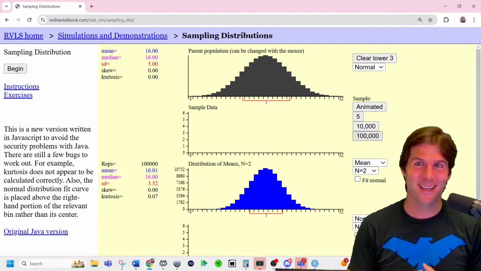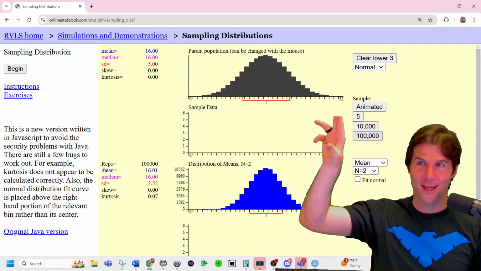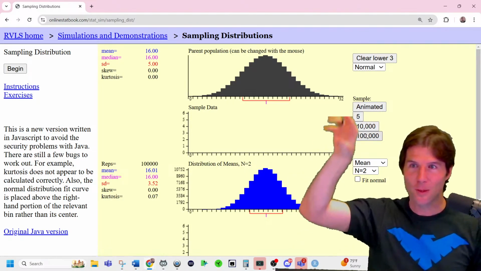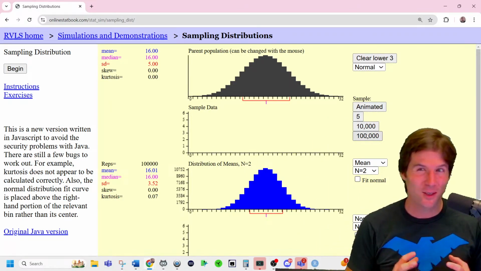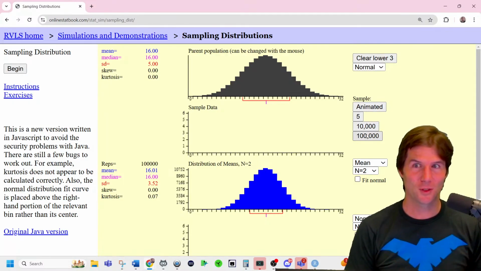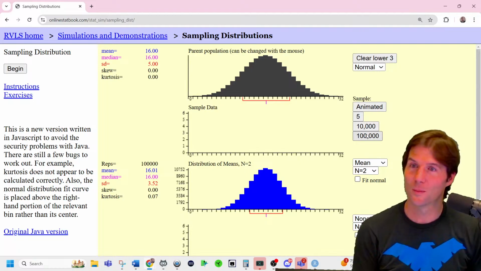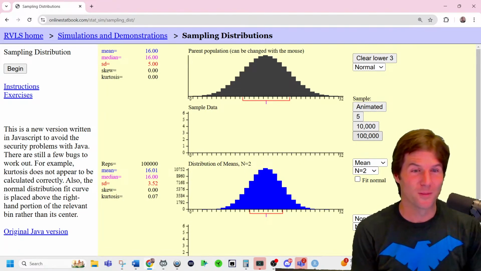Does that make sense? It was normal, and now it's more normal, but it was normal, so more normal means it's already normal because it was normal. Does that make sense? I think Preston kind of sees it right there. If it's normal, then the sample size wouldn't really matter because it's already normal. It's just going to get more normal, but it's already normal.